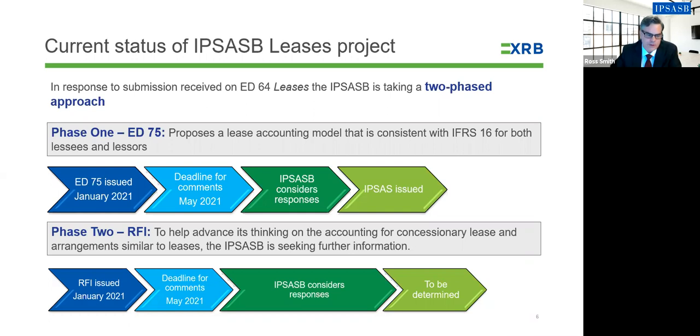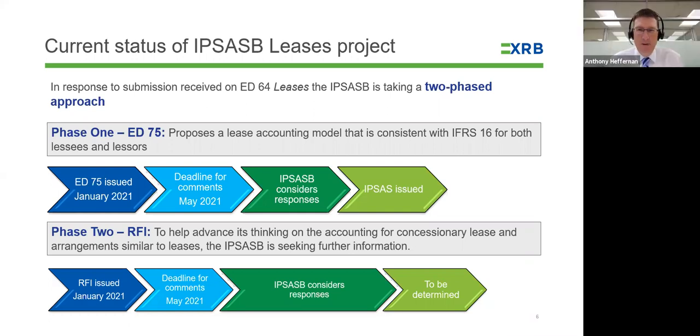Sorry, Anthony, to interrupt you there. No, that's absolutely perfect. So this slide in summary is highlighting that first you can expect a new standard on the core model for lease accounting. And then you may have heard, because it was part of the first exposure draft, changes around concessionary leases. That's going to take some more time, that requires some more thinking. So that will come out afterwards, two separate lines of development.